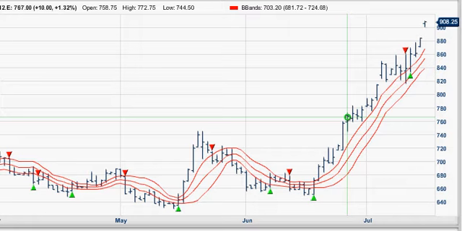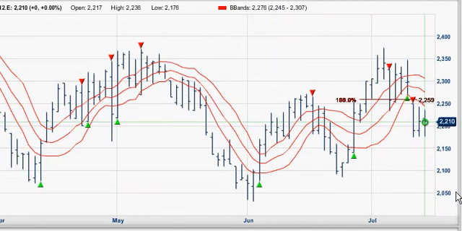Let's shuffle through a few more markets here. That was wheat. Okay, here's cocoa. Now here's another interesting thing about these.